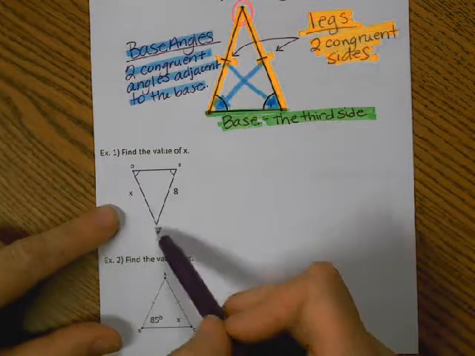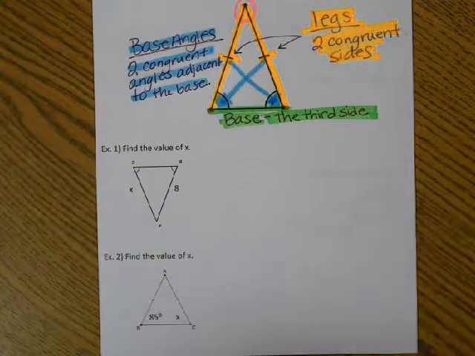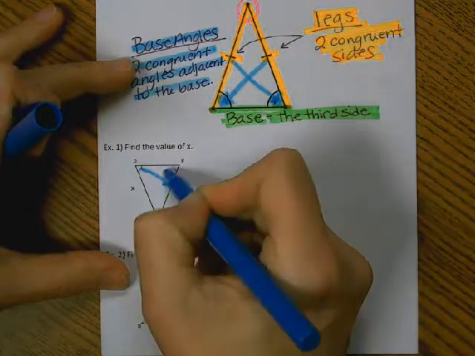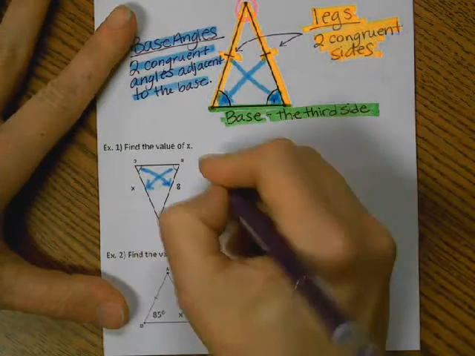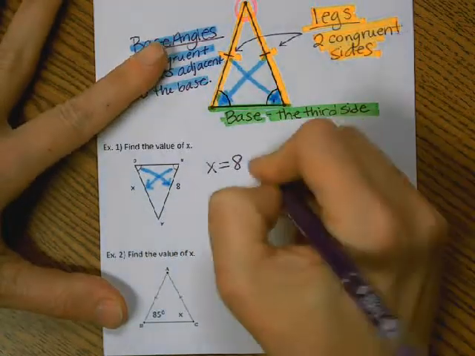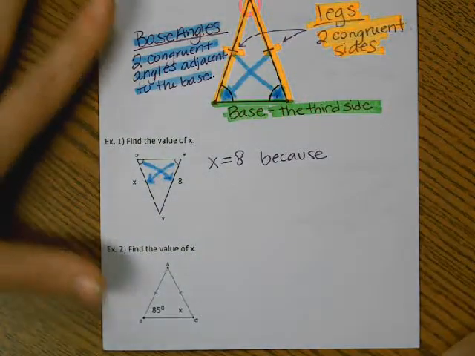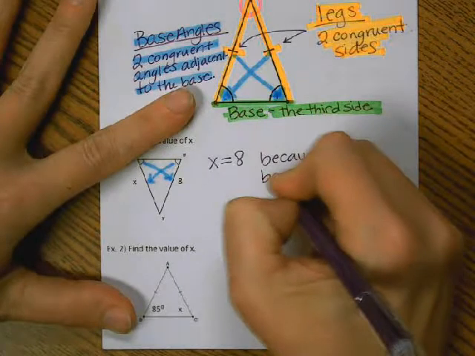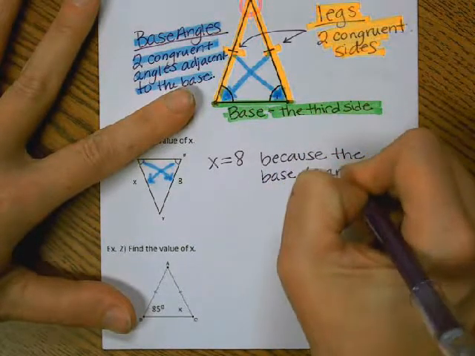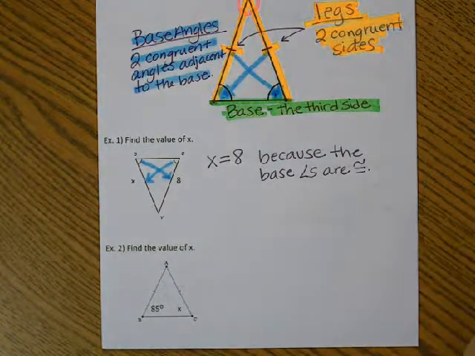So, in example 1, it says triangle ABC, and these are my base angles, so the sides opposite my base angles are going to be congruent. So I know that x is equal to 8 because the angles across from the legs are congruent. We can say that because the base angles are congruent. So that means that the legs are congruent.